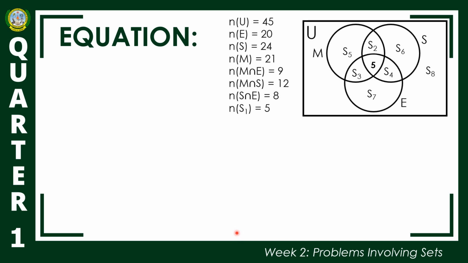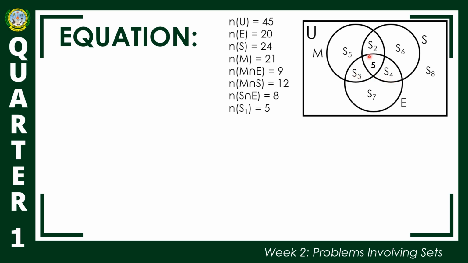Kung mapapansin nyo dun sa mga unknown natin kanina, kailangan natin ng mga values for S sub 2 hanggang S sub 8. So, ngayon, magpo-form tayo ng mga equations para makuha natin yung number of elements dun sa 7 subsets. Sa ganitong problem, magsisimula po tayo dun sa pinakaloob. Dahil meron na po tayong value ng S sub 1, ang isusunod po natin ay yung mga nakapaligid sa kanya. Sila po ay yung S sub 2, S sub 3, and S sub 4.